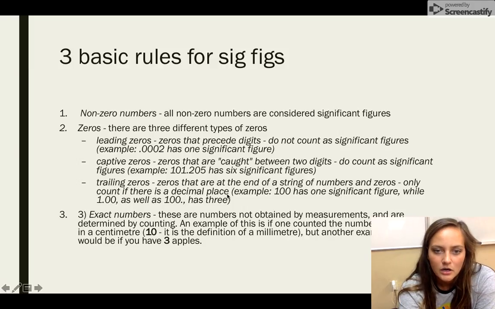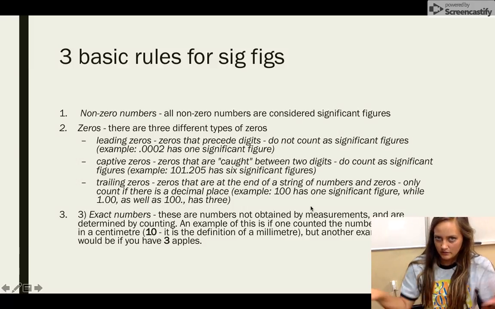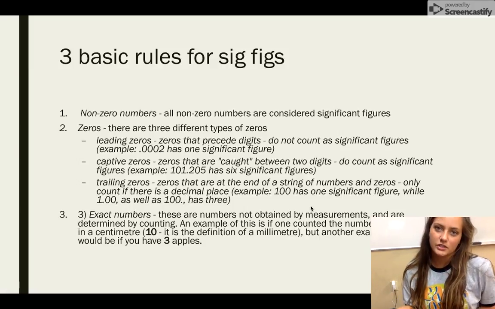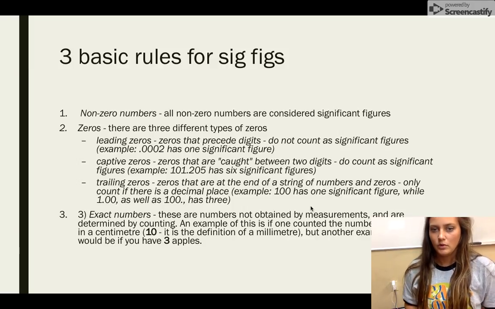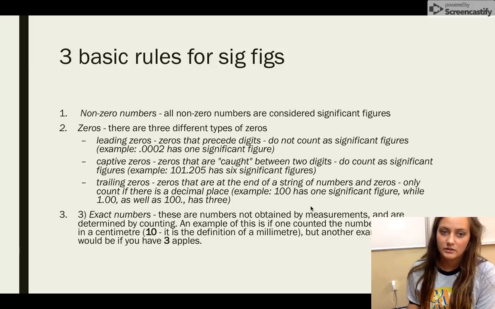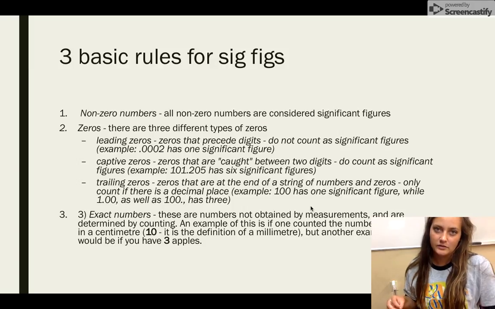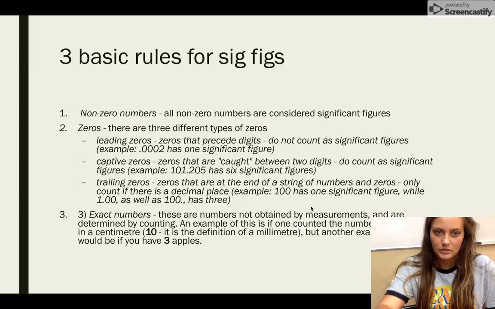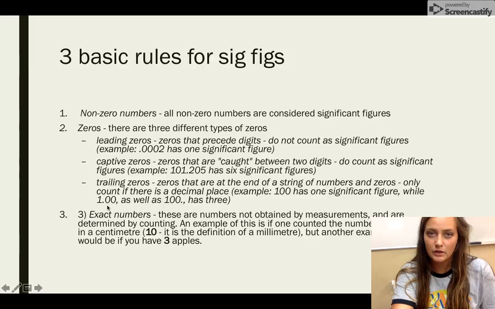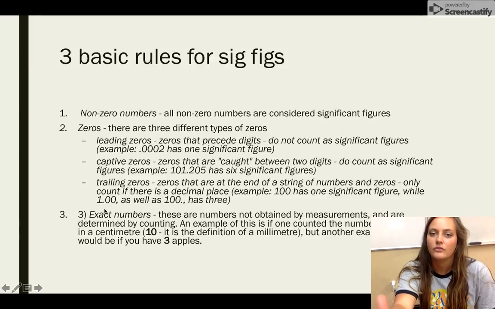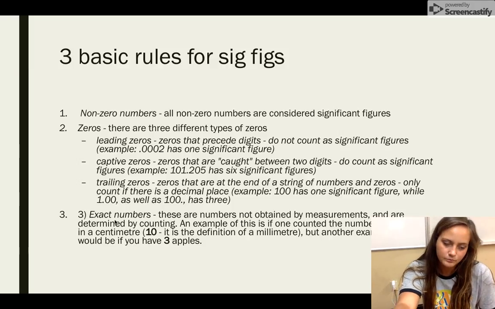Trailing zeros are zeros at the end of a number. So like 100 only has 1 significant figure because the 2 zeros afterwards are not followed by a decimal. Trailing zeros, to be counted as a significant figure, have to be followed by a decimal. So 1.00 has the decimal, so it is considered to have 3 significant figures.